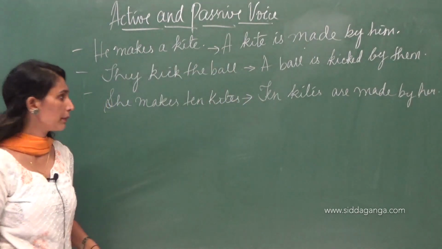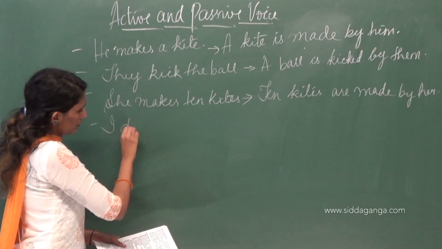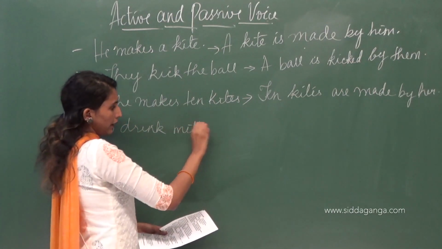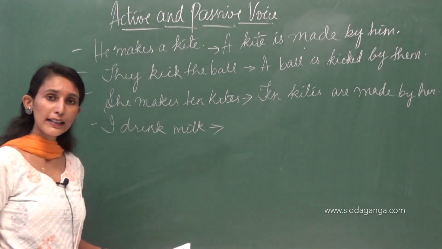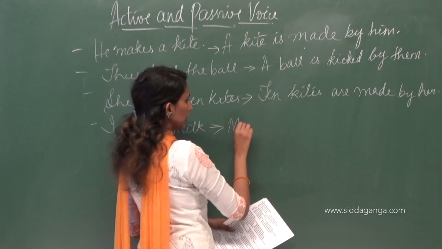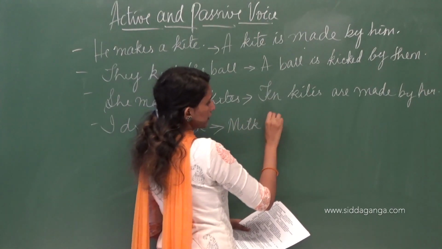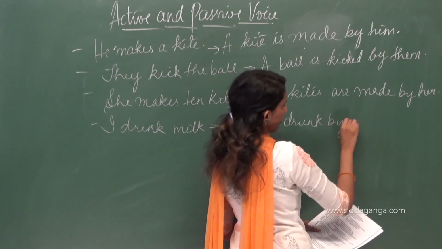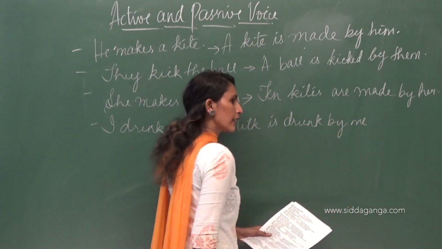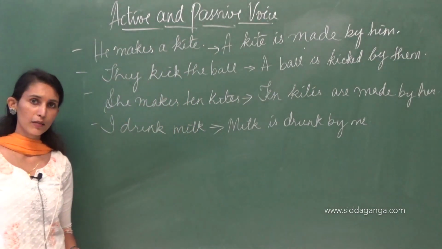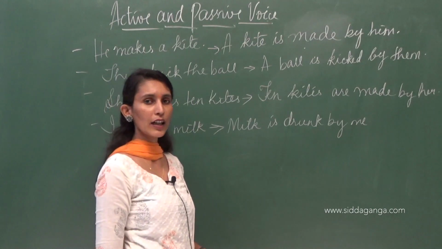I drink milk. Milk is drunk. Drink becomes drunk by me. Milk is drunk by me. He drinks milk. He drank milk. When I comes in, it becomes drunk.